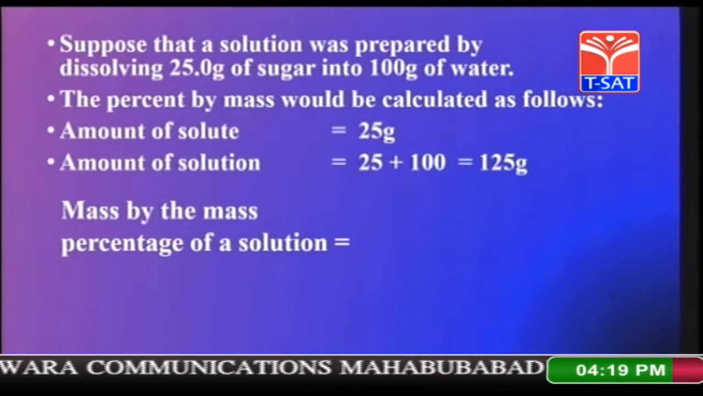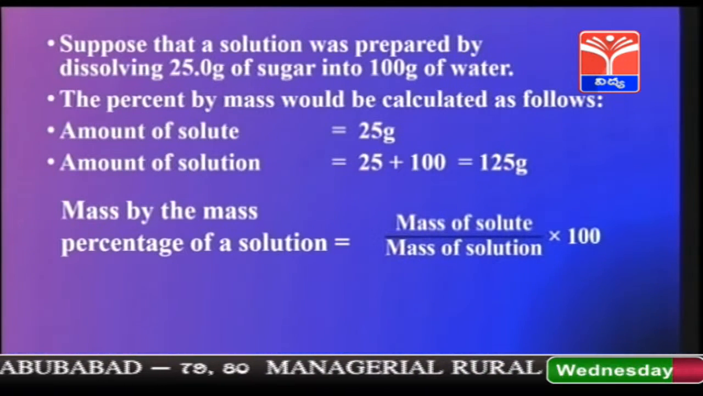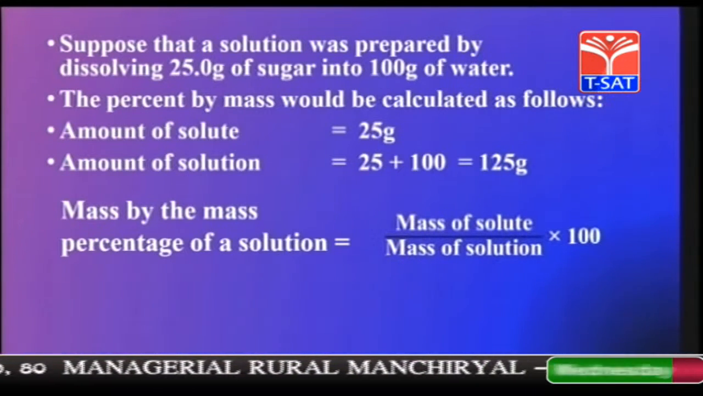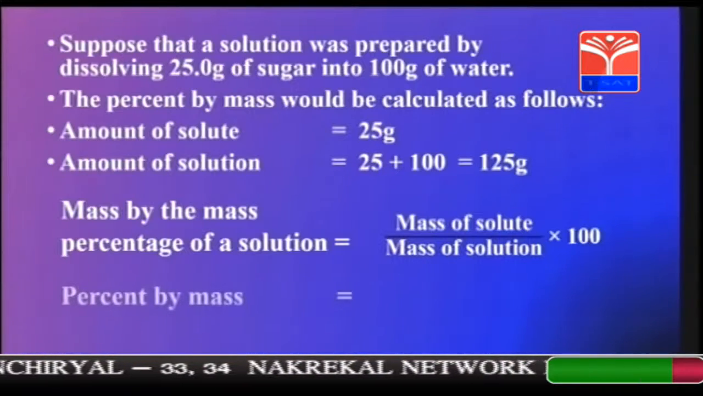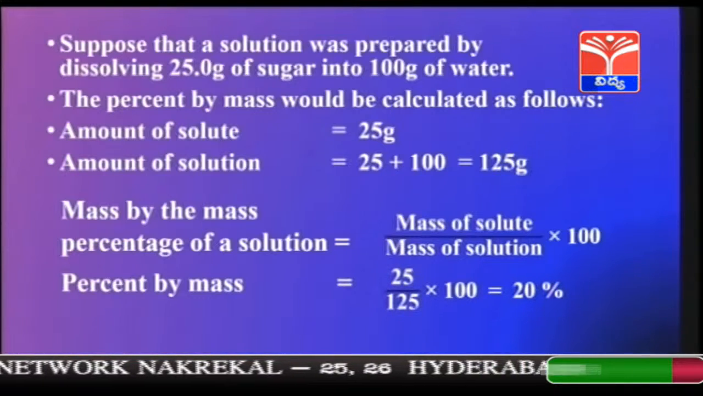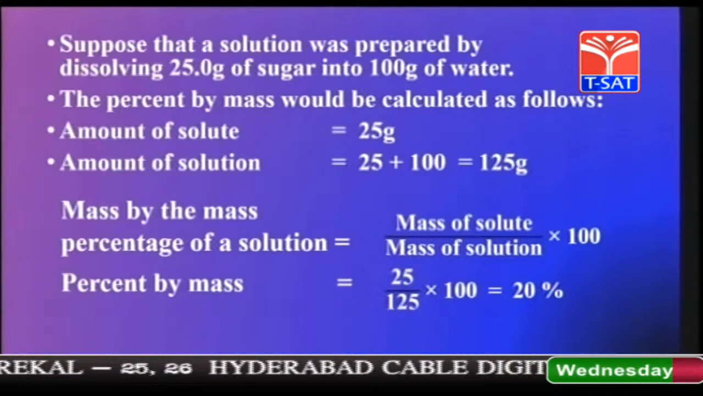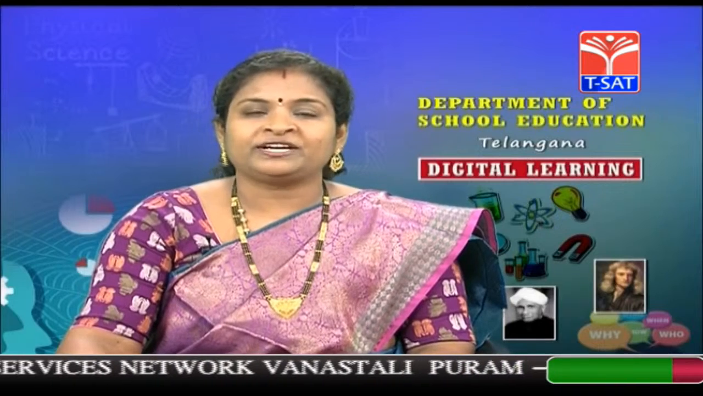So the mass by mass percentage of a solution can be obtained by the formula: mass of the solute by mass of the solution into 100. Now substitute these values. Percent by mass is equal to 25 by 125 into 100. This comes to 20%. So what is the concentration of sugar in this solution, children? It is a 20% sugar solution.